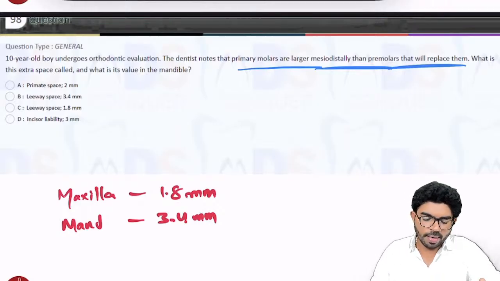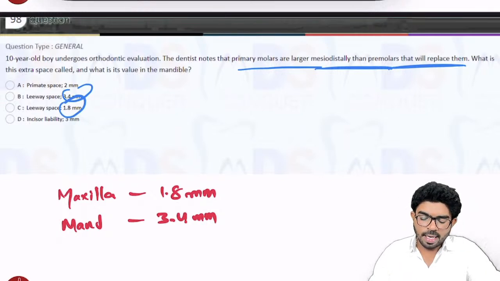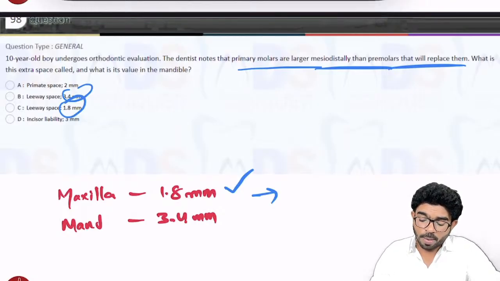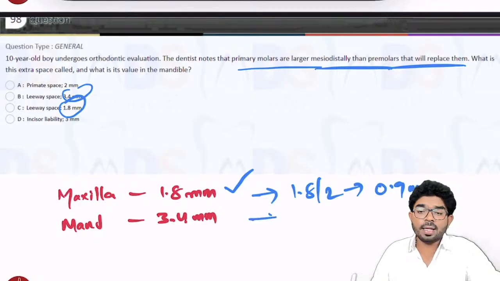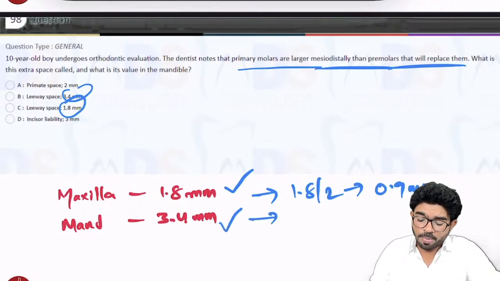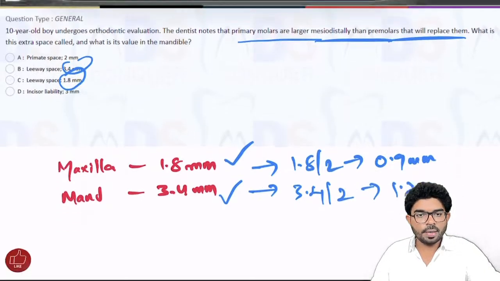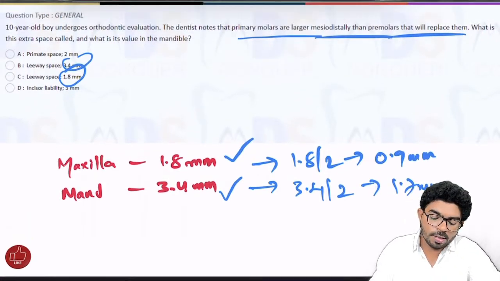Now the question is, you should be very, very clear about the values of these leeway spaces, which we have discussed in ortho. The maxilla has a leeway space of 1.8 millimeters in the entire arch. Sometimes they ask for each quadrant, so it is 1.8 by 2, that is 0.9 millimeters. You should be very, very clear what they are asking. In the mandible, the leeway space is more, that is 3.4. 3.4 by 2 is 1.7 millimeters per quadrant. I hope you are very, very clear. Now the question is about the mandibular, so the answer is 3.4, option B.